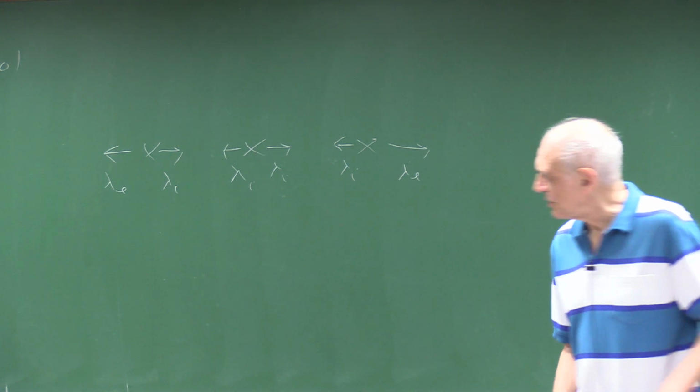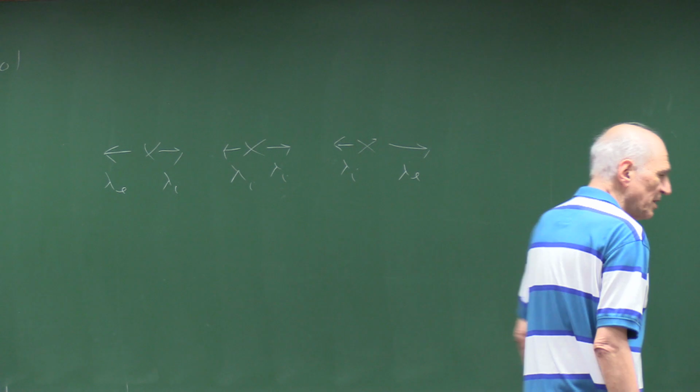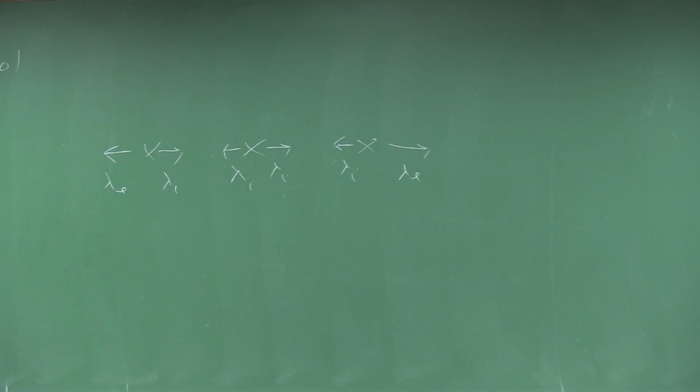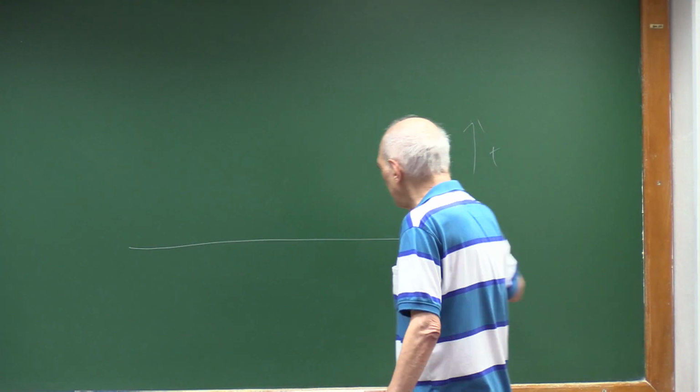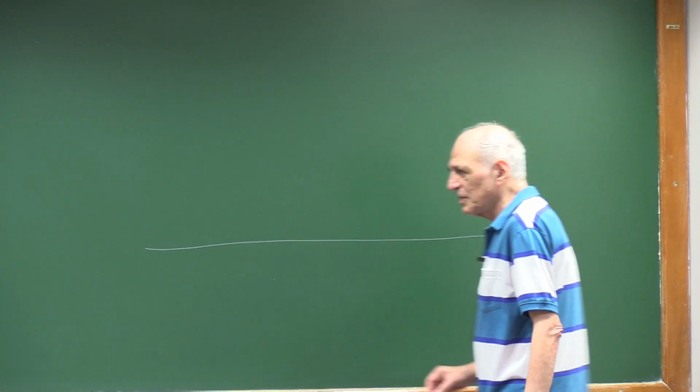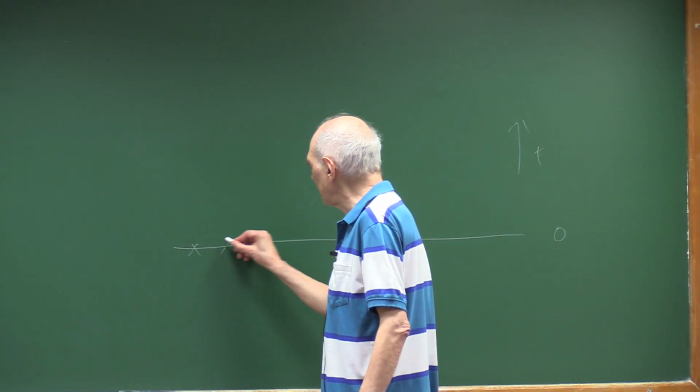And in this graphical construction, you think of time going upwards. Time goes upwards like this. You have a certain line here, which is time 0. Here you have the points of Z.